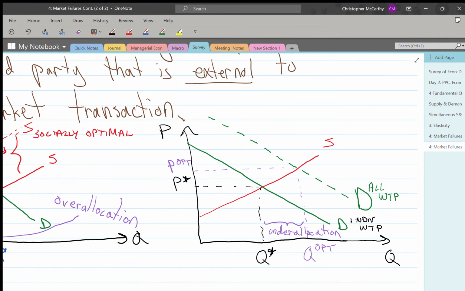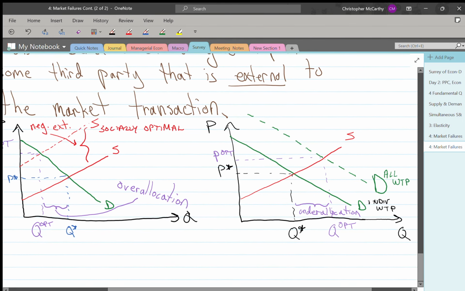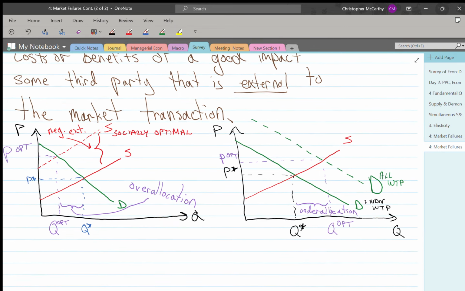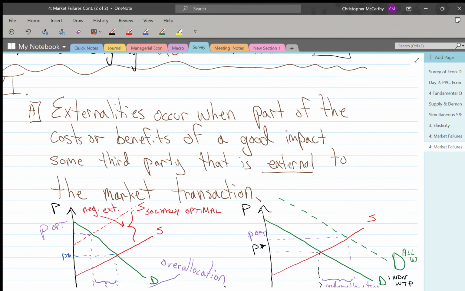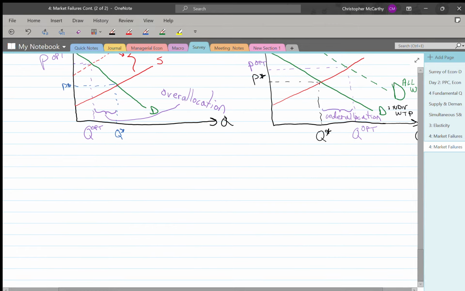All right. Which leads us to our next part of the notes. How do we account for negative externalities or positive externalities? We've talked about this a lot, but let's get some notes on the matter.